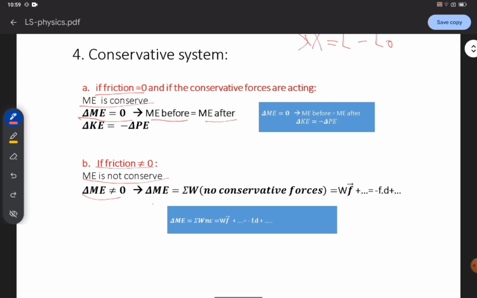The non-conservative forces are the friction, and we have other forces without weight. The weight is a conservative force. So the work of friction equals minus Fd. So in the case where friction exists, delta ME equals the sum of work of non-conservative forces, which equals the work of friction plus the work of non-conservative force, equals minus Fd plus etc.